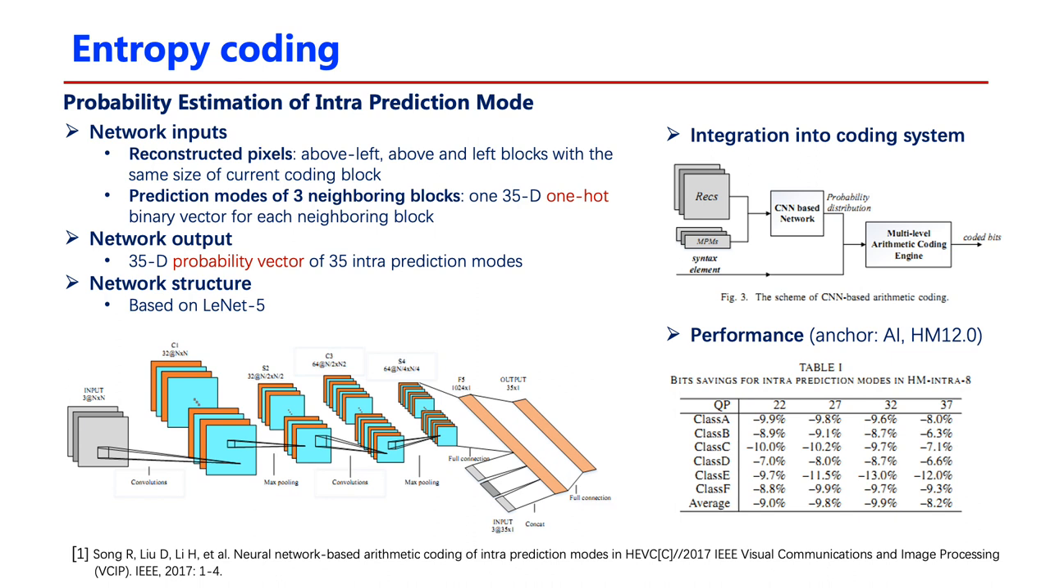Entropy coding is an interesting module that learning can help. Here's an example where the probability of the entropy prediction mode is estimated. Reconstructed pixels as well as prediction modes of neighboring blocks are input into the network, and a vector of probabilities of all 35 entropy modes is predicted by the network. Significant coding gains are demonstrated.